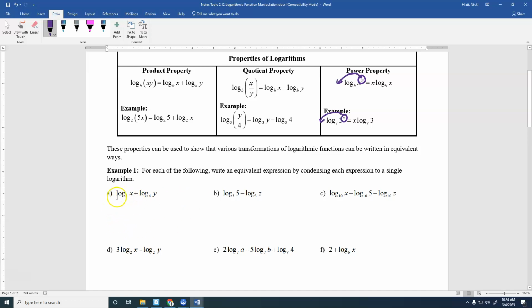So if I've got log base 4 of x plus log base 4 of y, your bases have to be the same. If they are not the same, you cannot combine them, but they are the same here. So I've got log base 4 of x times y. When you're condensing, addition becomes multiplication. For b, when we condense that, I've got subtraction. So subtraction is my quotient property. I'm going to be dividing here. So I'll get log base 3 of 5 over z.